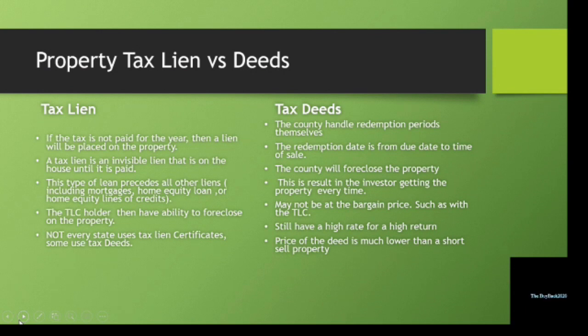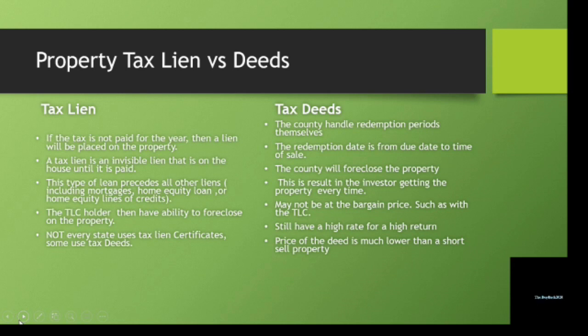Property tax liens versus deed. We're going to go over the concept of a tax lien first. Tax liens. If the tax lien is not paid for the year, then a lien will be placed on the property. A tax lien is an invisible lien that is on the house until it's paid. This type of lien precedes all other liens, including mortgage, home equity lines of credit, lines of credit. The TLC holder then has the ability to foreclose on the property.